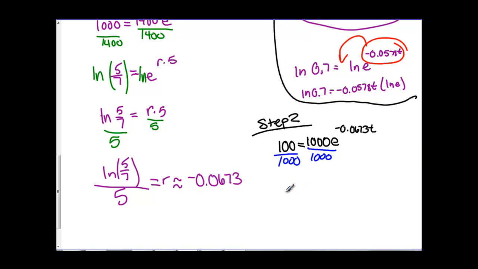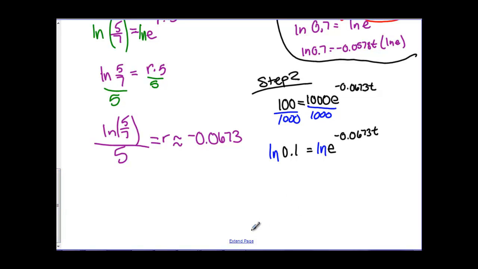All right, so we've got 0.1 equals e to the negative 0.0673t. My next step is going to be natural log. The whole reason for doing the natural log is so that we can pull that exponent down. So we have negative 0.0673 times t, and then times natural log of e. The natural log of e is the same thing as multiplying by 1, so we don't have to put it there.